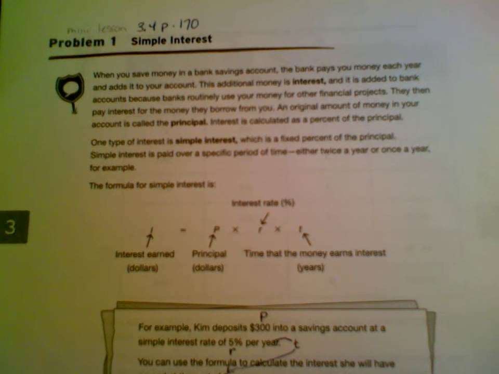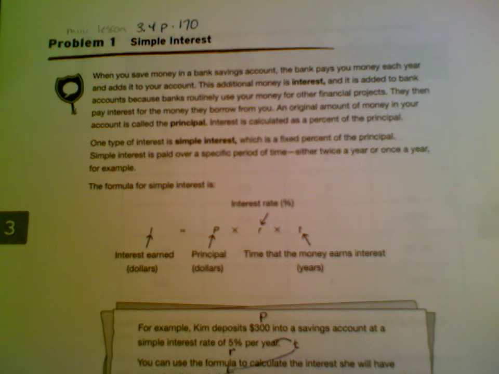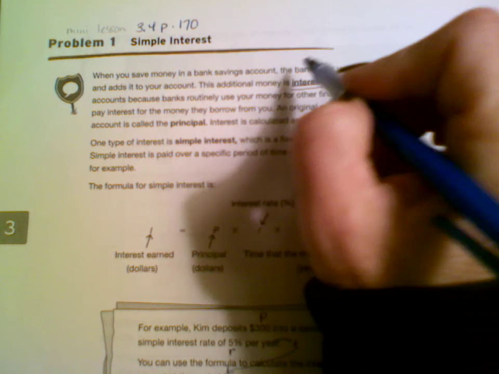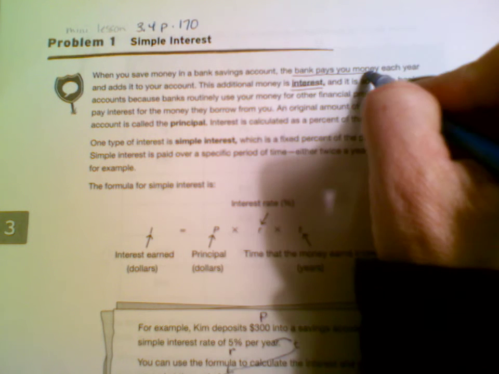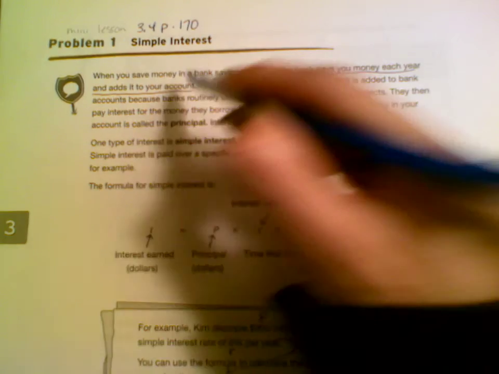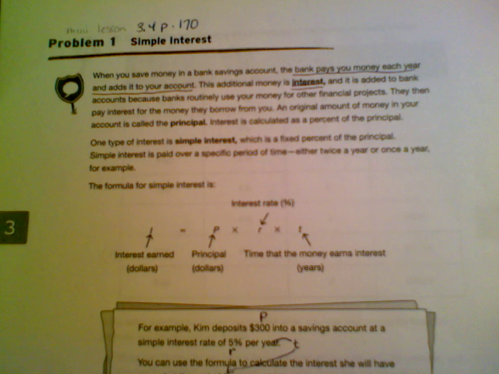This is the 3.4 mini lesson starting on page 170. When you save money in a bank savings account, the bank pays you money each year and adds it to your account. This additional money is interest. So that's one of our terms. It's the amount that the bank pays you each year and adds it to your account for using your money.